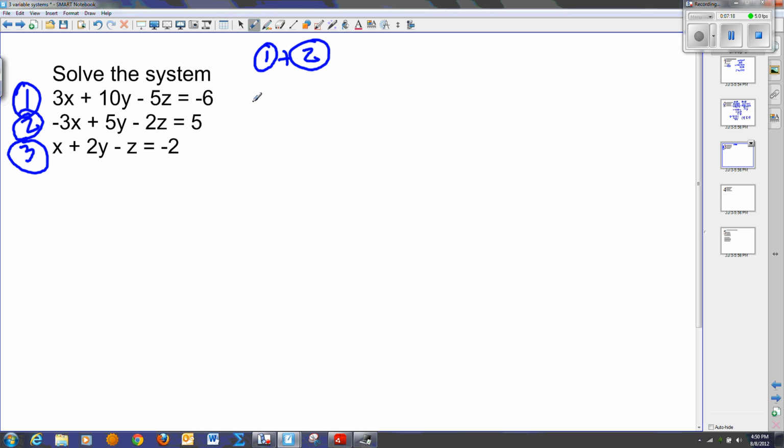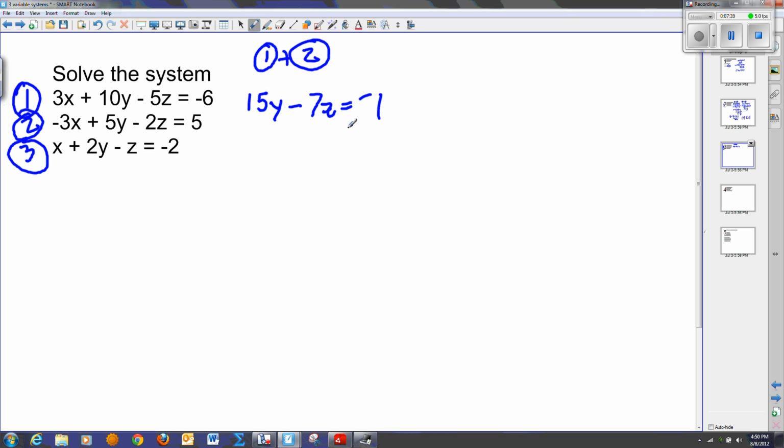The 3x and the negative 3x goes. 10y and 5y is 15y. And negative 5 and 2 is negative 7z. That's going to equal a negative 1.